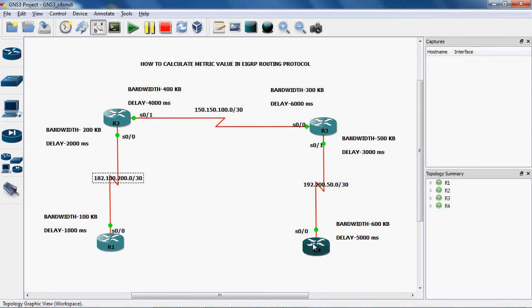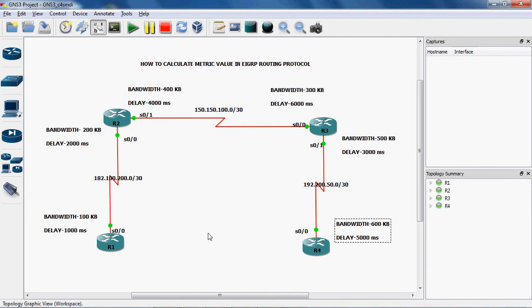Next, the last indirect connected network is 192.100.200.0/30. R4 router is connected to R3 router through serial 0/0, and in this port we apply the bandwidth and delay. Next, R3 router is connected to R2 router through serial 0/0, and in this port also we apply the bandwidth and delay. Next, R2 router is connected to this network through serial 0/0, and in this port also we apply bandwidth and delay. So we take these three bandwidth and delay values to calculate the advertised distance and feasible distance.